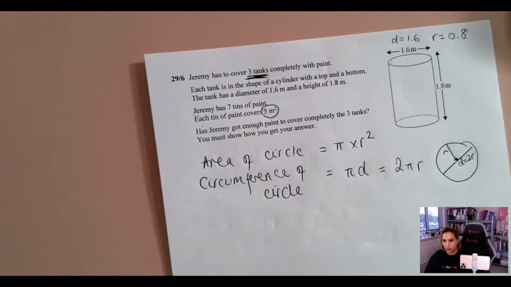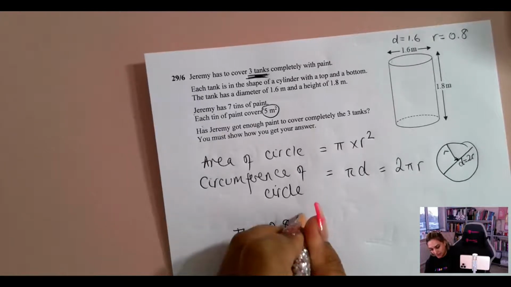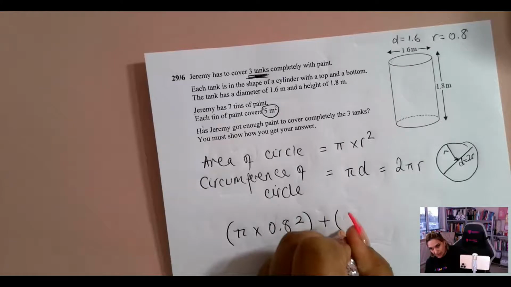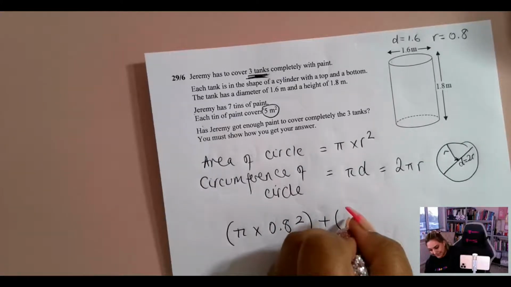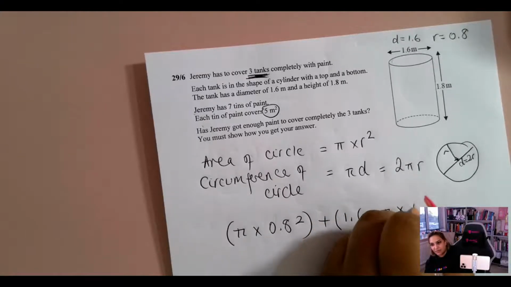Has he got enough? So what we want to find out is the area of the top, the area of the bottom, which are 2 circles, and the circumference, so all the way around the edge, but copied down for the height. So you've got your circumference copied all the way down, so you end up with sort of the tube shape. So area of a circle, pi times 0.8 squared, plus, and I'm putting a bracket around it, pi d, so 1.6 times pi times the height, because we want the whole thing.